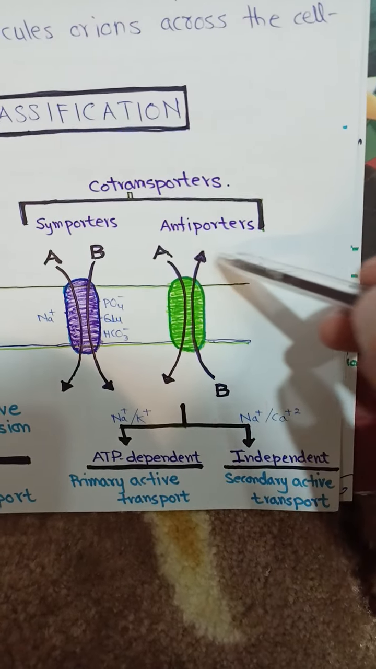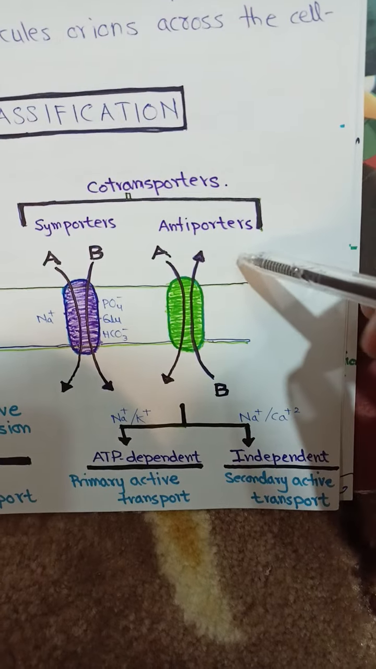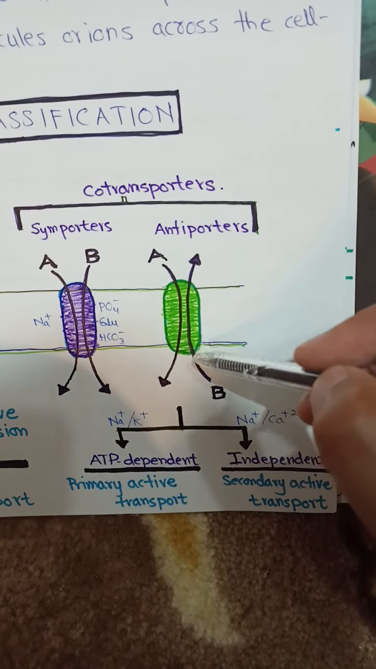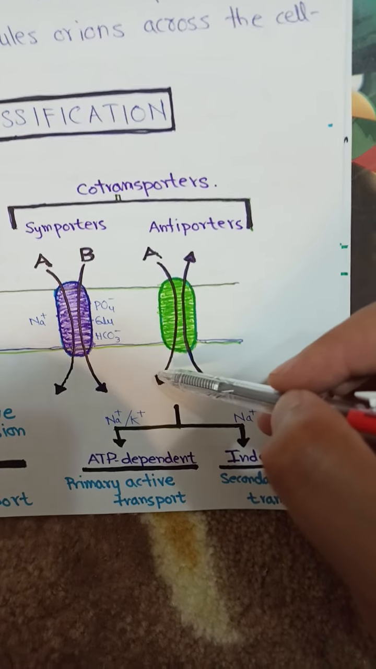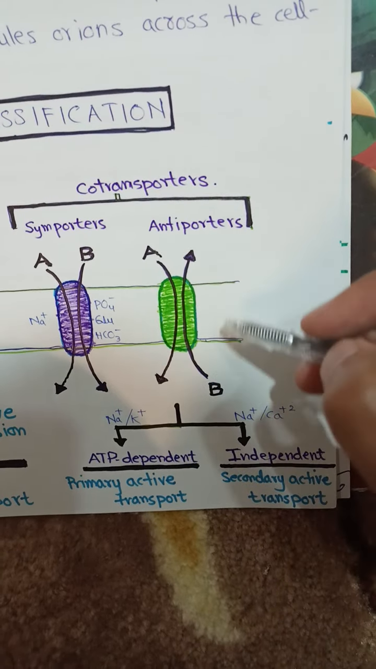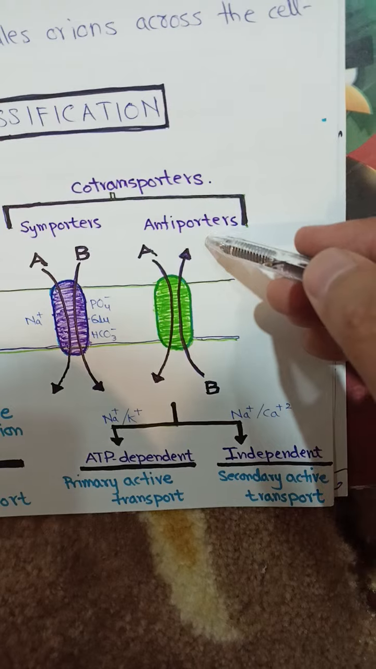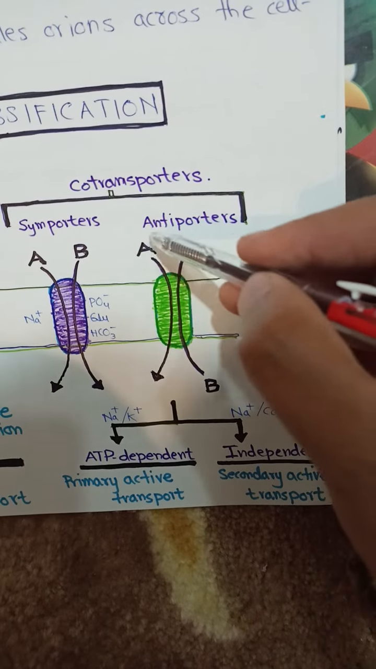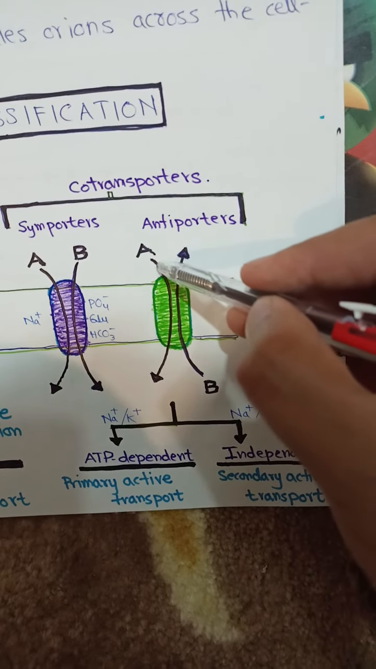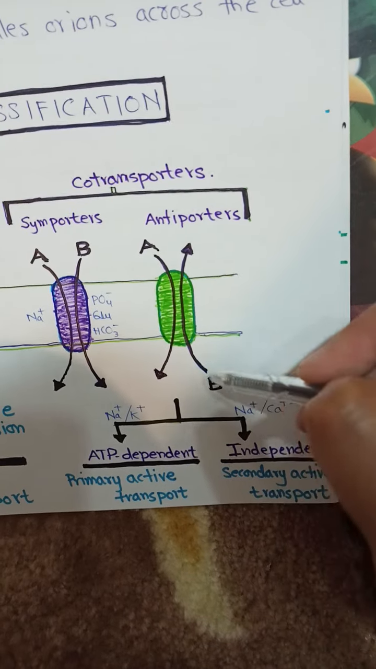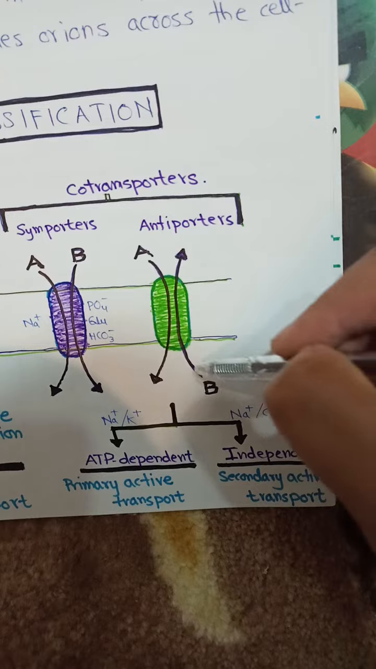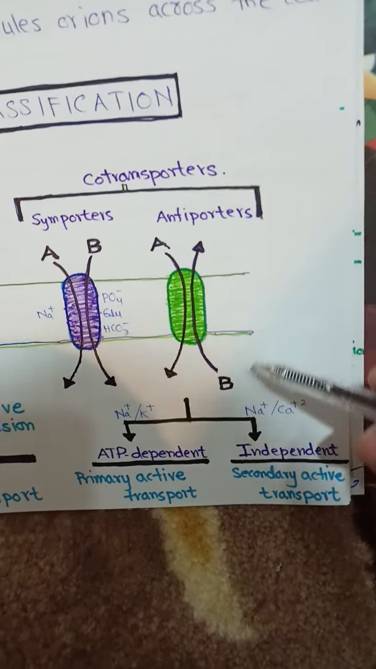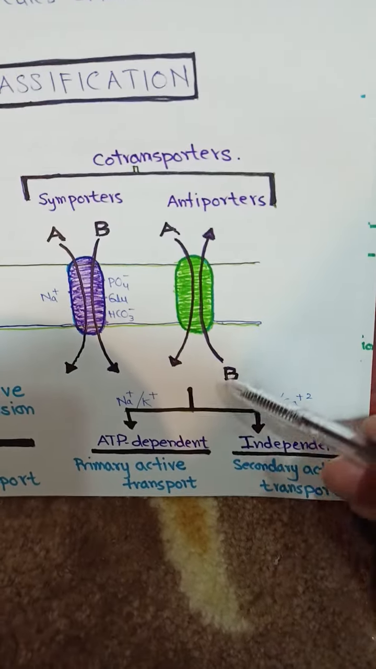The second type is antiporters. Antiporters are those transmembrane proteins that allow one molecule from outside to inside and another molecule from inside to outside. Like here we have an example that A molecule is transported to the inside, whereas during this transportation B molecule comes outside. Antiporters are further of two types.